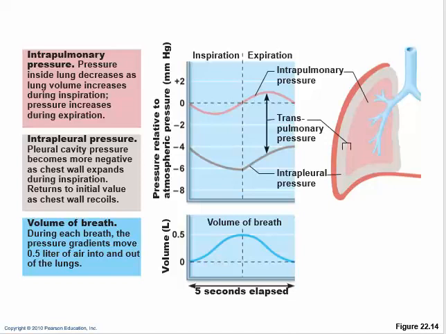So the transpulmonary pressure will vary a little bit in that. So the ribs lift, the pleural space gets bigger, the pressure drops in the pleural space, which increases the transpulmonary pressure, which then makes the lungs chase after that, which then makes the lungs bigger, which then decreases the intrapulmonary pressure, which then, when it's below atmospheric pressure, air goes in.